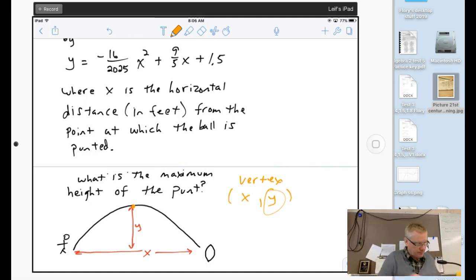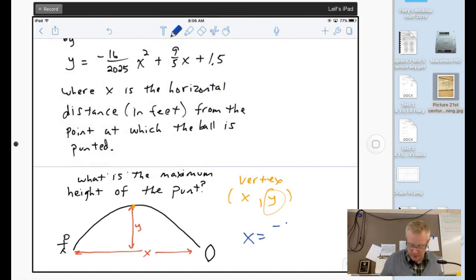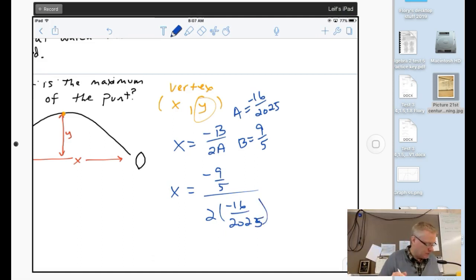All right, now this one seems like kind of a nightmare because of those fractions, but let's take it step by step. So it's standard form, which means I need negative b over 2 times a, where a is negative 16 over 2025. B is 9/5. Okay, so if I plug those in for a moment, I get negative 9/5 over 2 times a, which is negative 16 over 2025. So I get that, all right?